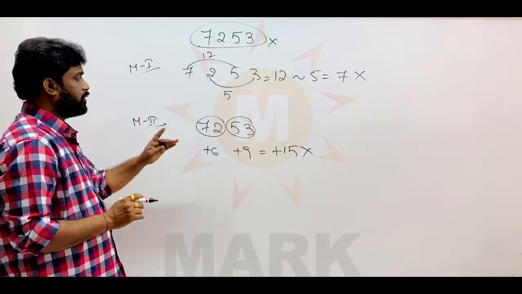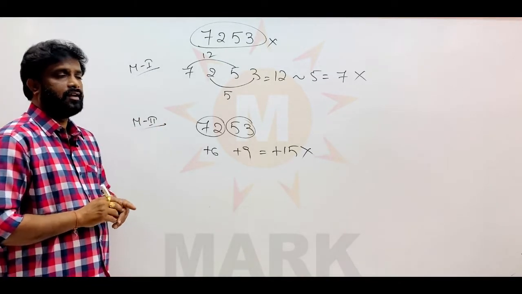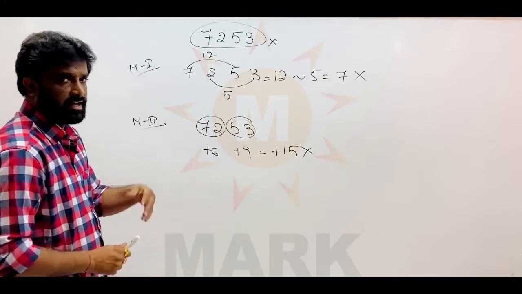So finally, from both the methods, I proved that 7253 is not divisible by 11. Okay, now we will see another example.